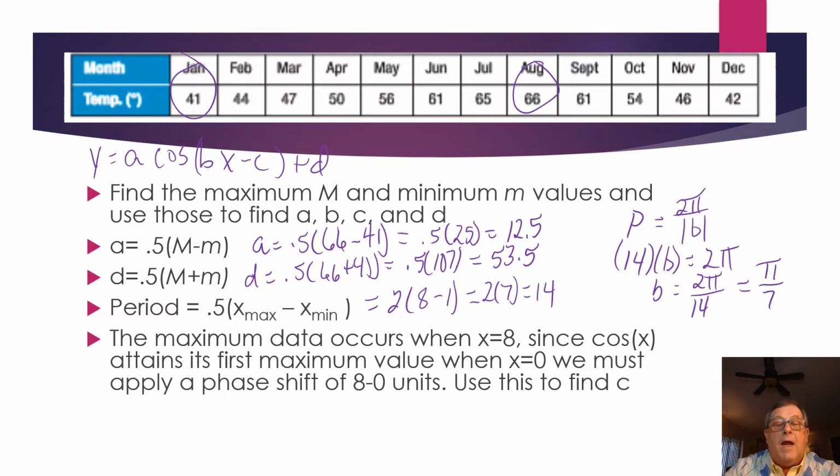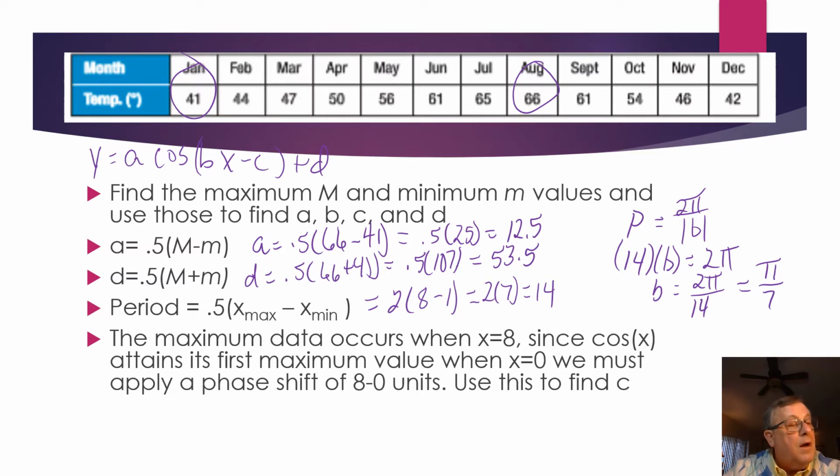All right, so we found A, our amplitude. We found D, our vertical shift. We have found B, pi over 7. All we got left is C. The maximum data occurs when x is equal to 8. And since the cosine of x in its parent form attains its first maximum value when x is equal to 0, we must apply a phase shift of 8 minus 0 units, or 8 units.